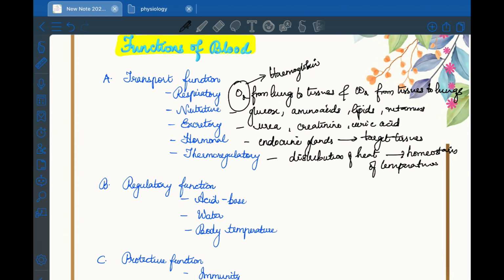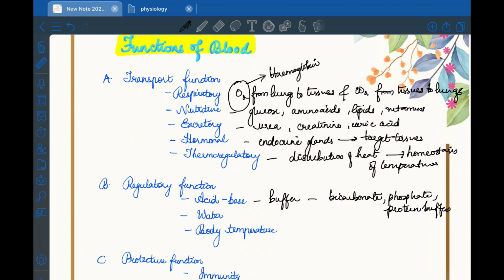Coming to the regulatory function, blood has got the role in maintaining acid-base balance via the buffer systems. So the buffer systems in the body include bicarbonate. That means bicarbonate will reduce the acidic environment and will neutralize the pH. Then we have phosphate as well as protein buffers. So these are the buffers that maintain the acid-base balance or maintain the neutrality of the blood.